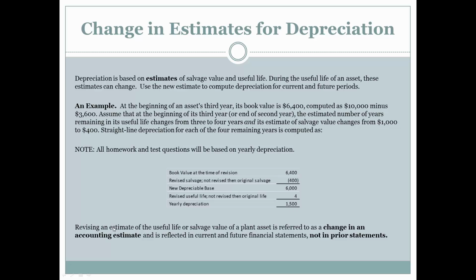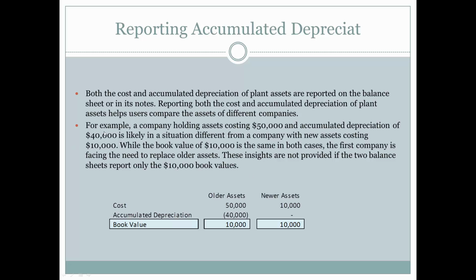Revising an estimate of the useful life or salvage value of a plant asset is referred to as a change in accounting estimate and is reflected in the current and future financial periods, but it will not be reflected in prior financial statements. So let's look at what the effects of reporting accumulated depreciation are. Both the cost and accumulated depreciation of plant assets are reported on the balance sheet or in its notes. Reporting both the cost and accumulated depreciation of plant assets helps users compare the assets of different companies.